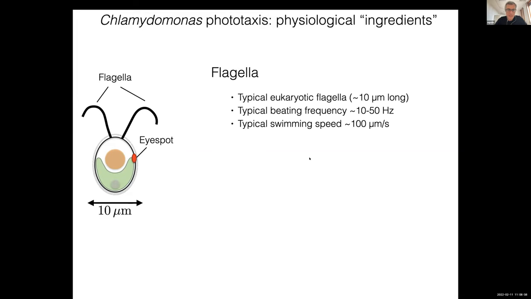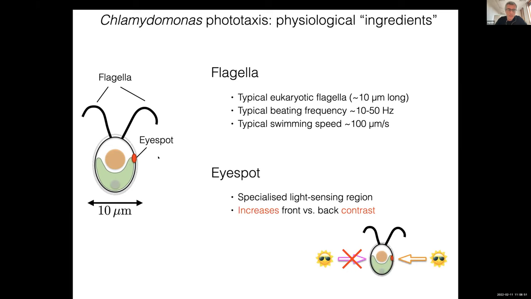So the flagella are typical eukaryotic flagella. I remind you that eukaryotic flagella are different from bacterial flagella. They have the same name, but it's a completely different object. It's like saying, I don't know, one is a boat and the other one is a house. Eukaryotic flagella in this case are about 10 microns long. You can have smaller ones, called cilia, that are a few microns long. They have a typical beating frequency of a few tens of hertz, and they propel the microorganism at typical speeds of the order of 10 body lengths per second. So about 100 microns a second, because the body of Chlamydomonas is about 10 microns.